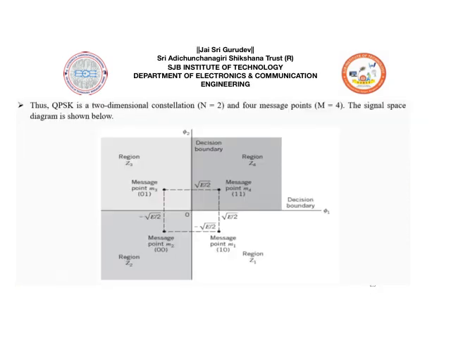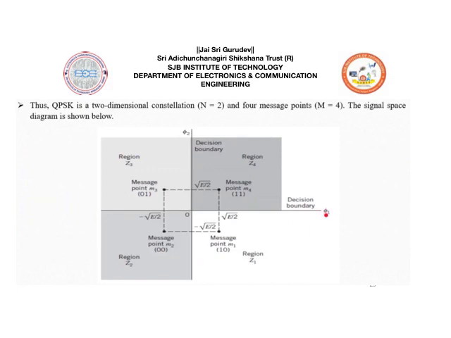Now let us discuss the signal space representation of the QPSK. The QPSK has 4 message points and a 2-dimensional constellation diagram. Capital M is equal to 4 and it has a 2-dimensional constellation, that is, capital N is equal to 2. The signal space diagram can be written in this way.